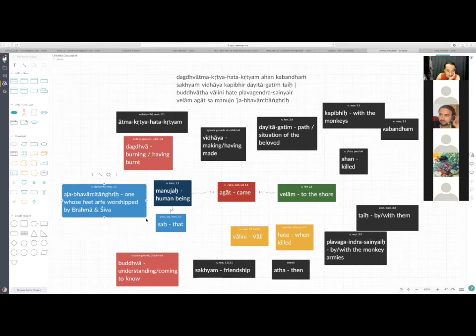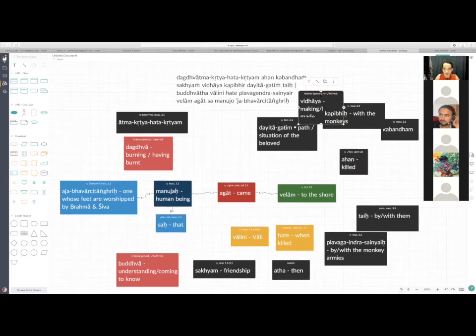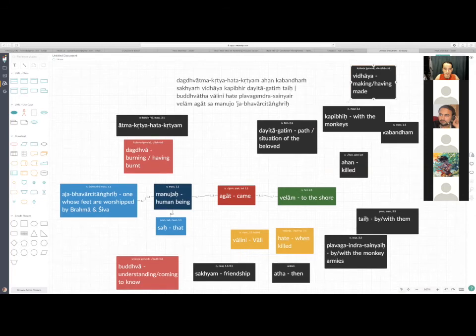Adjectives share the gender, the number, the case of the object. Okay, so one Manujaha, that Manujaha whose feet are worshipped by Brahma and Shiva, and that's all I think. Yeah. So he came to the shore. Let's connect all other words.